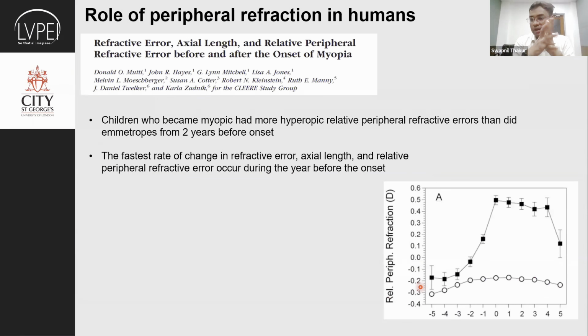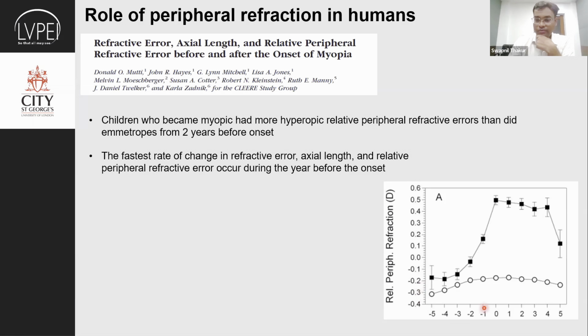So after a series of experiments done in various animal models, there was a period where the role of peripheral refraction started to be investigated in humans. One of the first studies was done by Mutti et al. on the role of relative peripheral refraction, how it changes the axial length. The focus of this study was that they measured the relative peripheral refraction before the onset of myopia and after the onset of myopia.